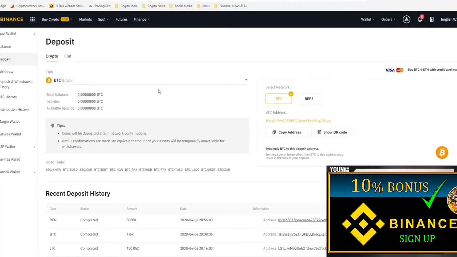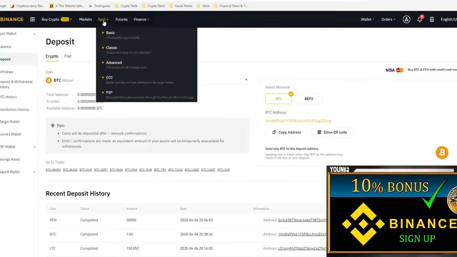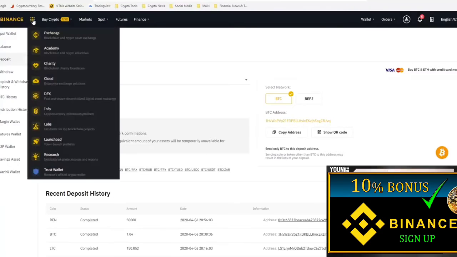And that's what we're going to show right now, because that is the most important thing, of course: how to trade on Binance. You can go here to spot, then you have different types of trading. Basic is very easy. Classic is just a normal way. Advanced is for more advanced traders. But I think for most of the people currently watching this video, advanced, OTC, and P2P are not relevant. Basic and classic is the best for everyone. Actually, I'm also always using classic. A faster way to do it is you can go here and then go to exchange. That's the fastest way to do it.